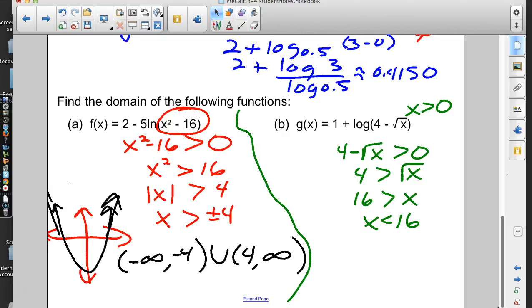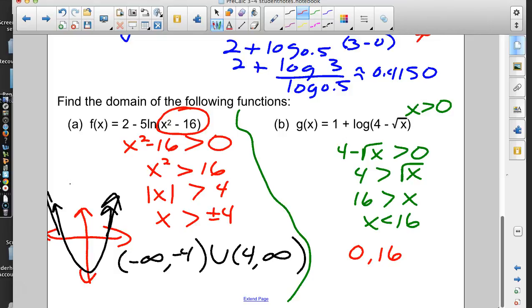Let's go with 20. Why aren't we seeing it cross below the x-axis? Where did we say it was going to cross? 16. So maybe we want to make our window bigger. Maybe we want to go in here and change this so that it's like 20, so we can see it. There it is.